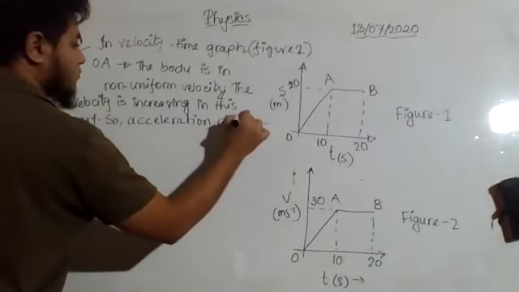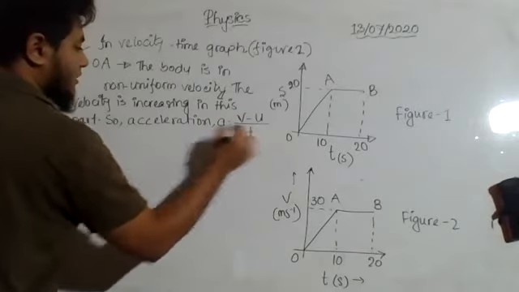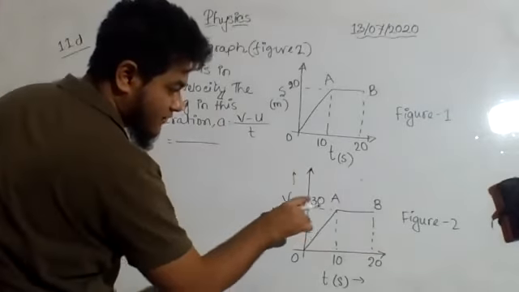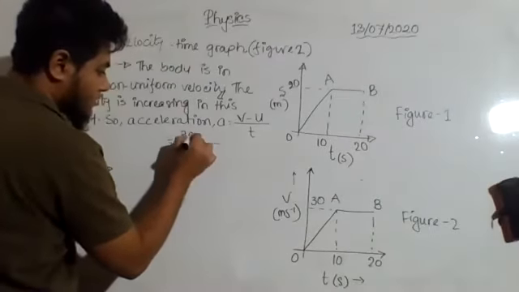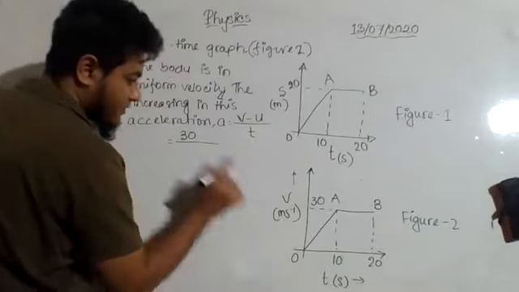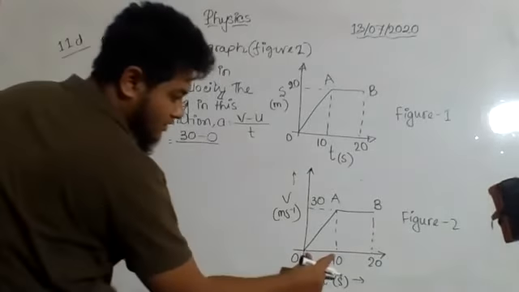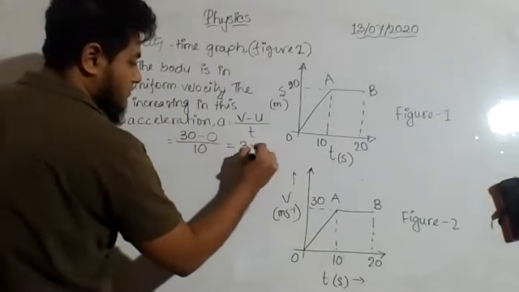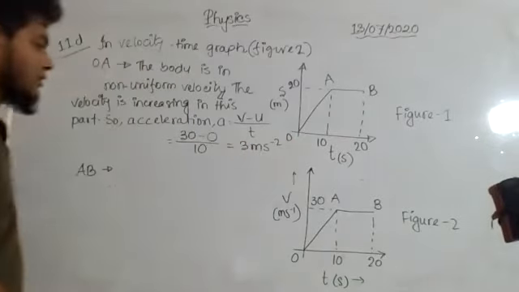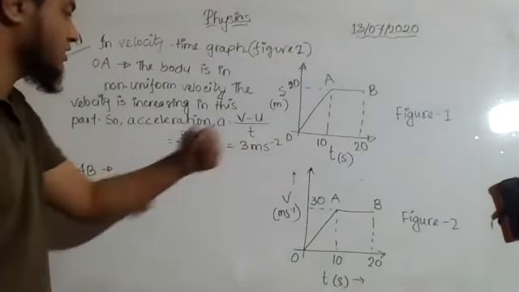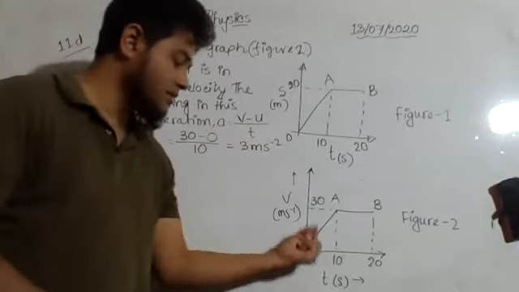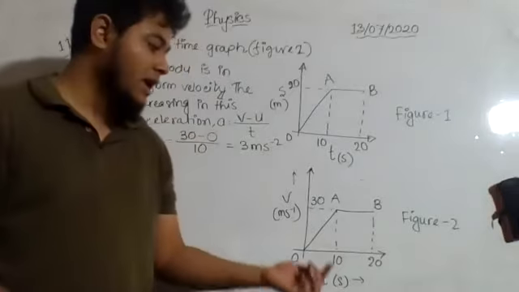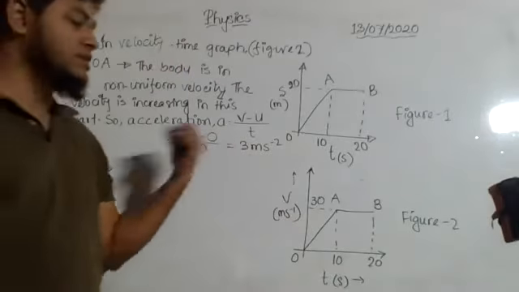Acceleration a is equal to v minus u divided by t. So v is the final velocity. For this part, what is the final velocity? 30. And for this part, what is the initial velocity? That is 0. What is the time taken? 10 seconds. So 30 divided by 10 gives us 3 meter per second square. So we can say that here it is having non-uniform velocity, and whenever there is non-uniform velocity, there is acceleration, and the value of acceleration we can calculate and tell.